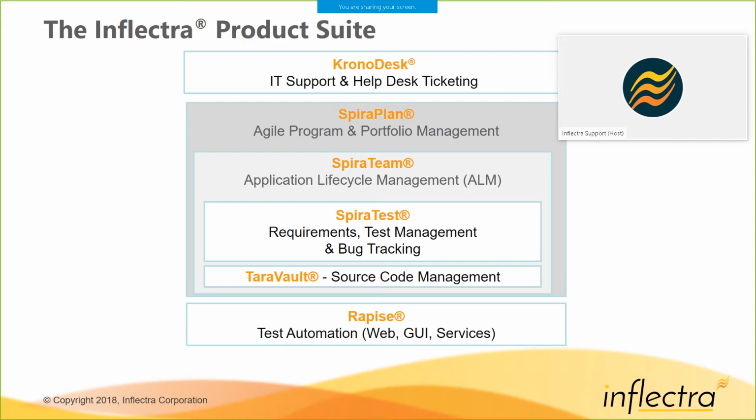So if you're looking to manage a QA team, then SpiraTest is still the right tool for you. If you're managing a project team, soup to nuts across all the different disciplines, requirements, task management, test management, source code, bug tracking, agile planning, then SpiraTeam is the tool for you. If you're looking to run your entire business and have the ability to do resource management, billing, program management, portfolio management, and road mapping, then SpiraPlan will be the tool for you.